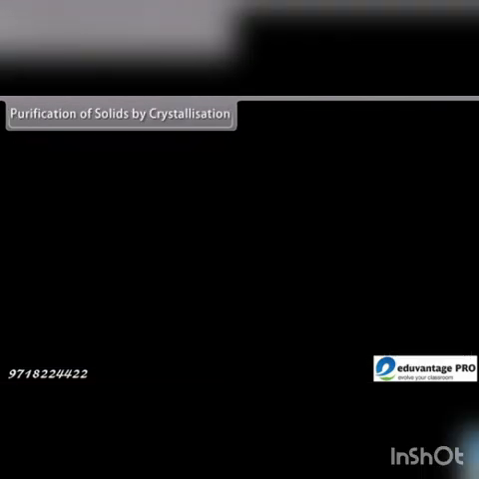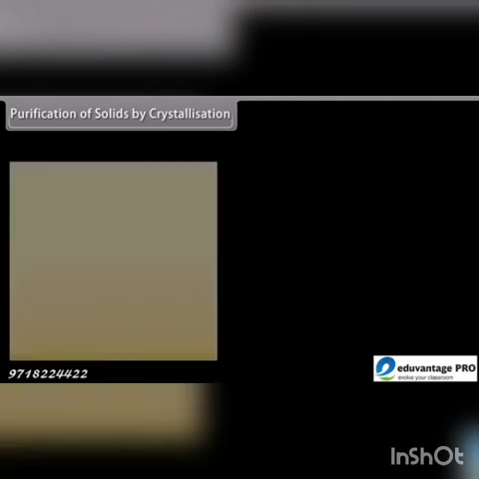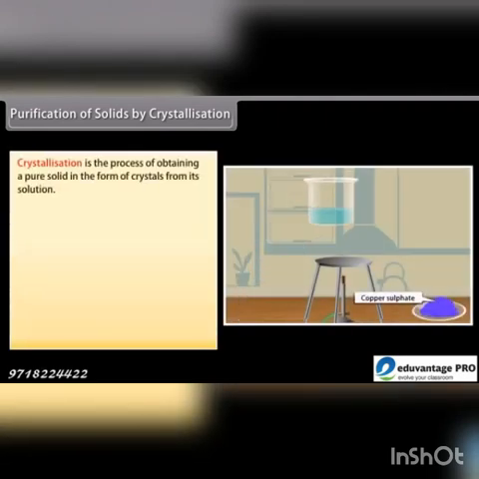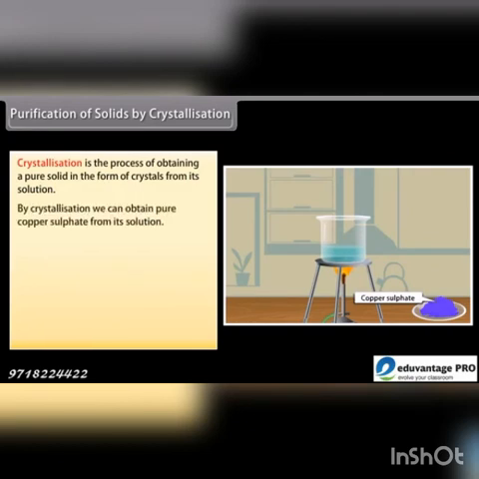Purification of solids by crystallization. Crystallization is the process of obtaining a pure solid in the form of crystals from its solution. By crystallization, we can obtain pure copper sulfate from its solution.